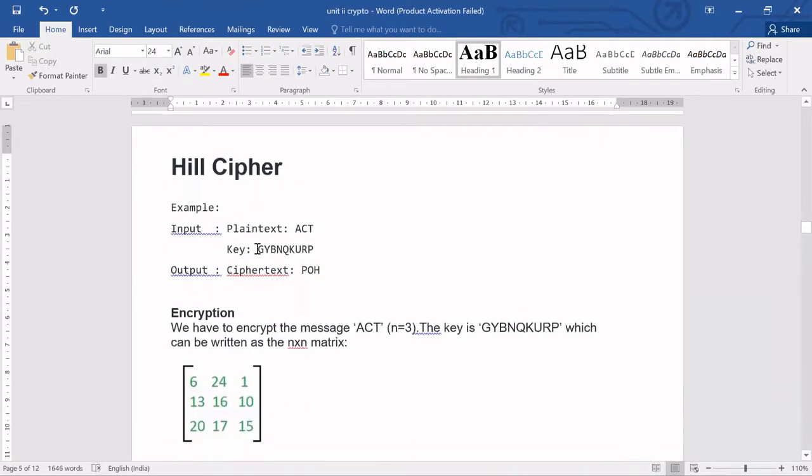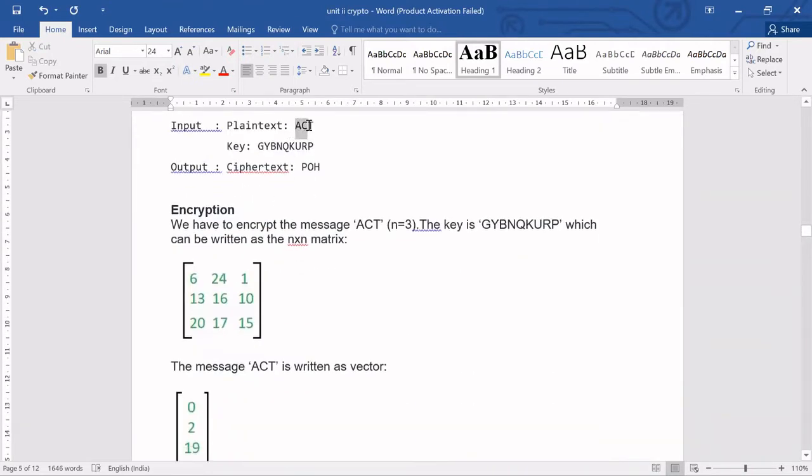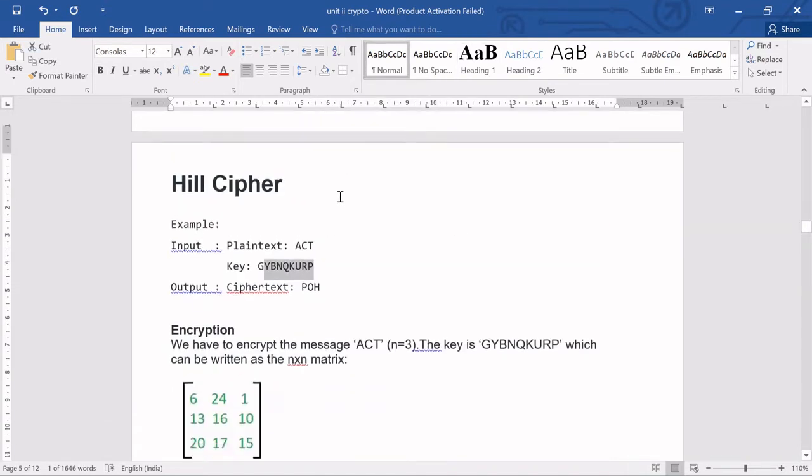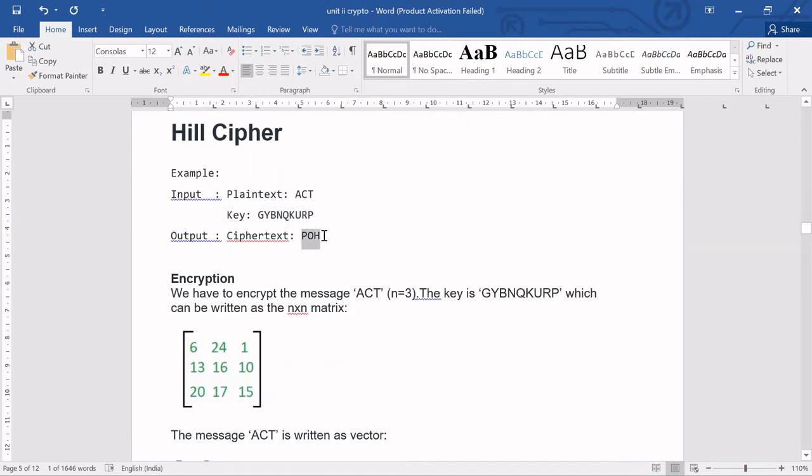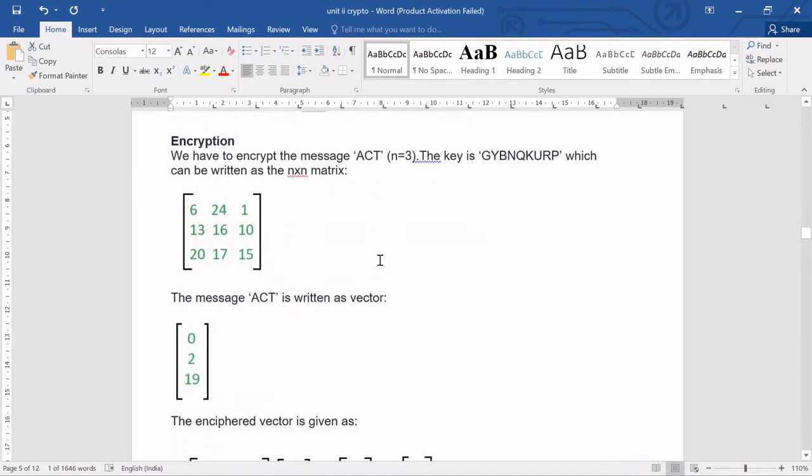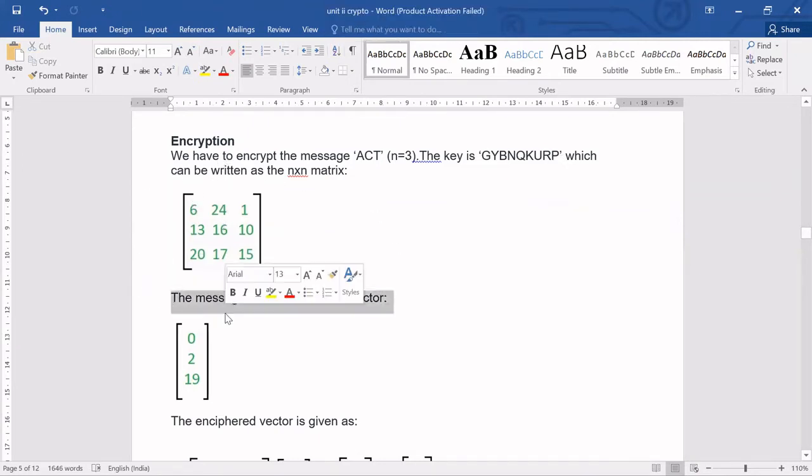I have taken another example here. In this case, I have taken the plain text as ACT and this is the key, and this is the obtained ciphertext later. So we have encrypted the plain text ACT, n equal to 3. What is the key? GYBNQKURP. We have written the corresponding matrix value here. Okay, this is the corresponding matrix value 6, 24.